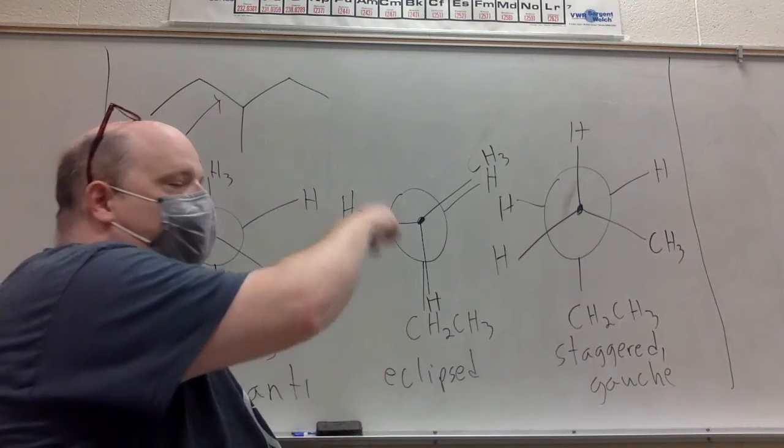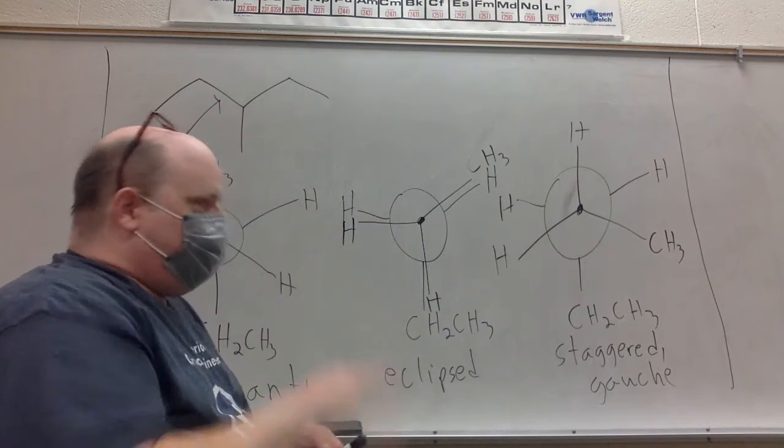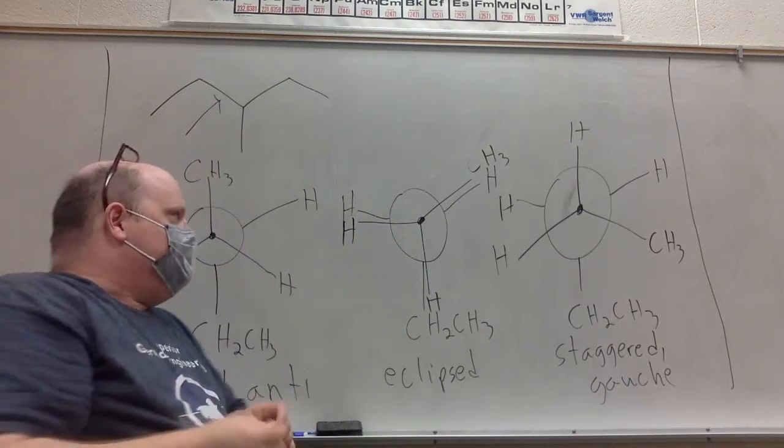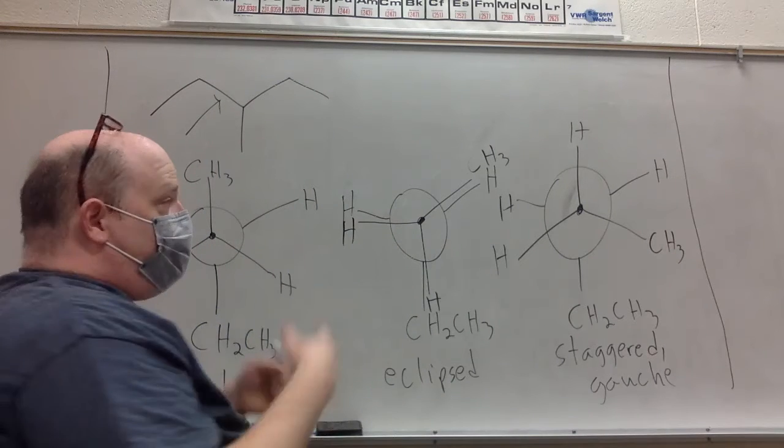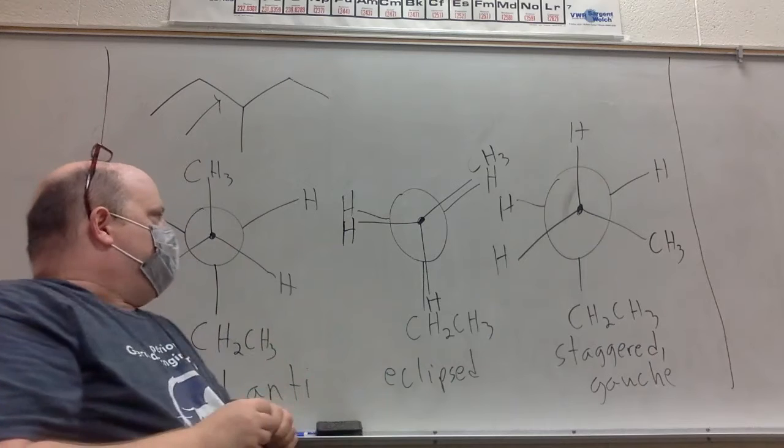All right, so you can keep going with this. You make the full 360 degree circle, and you basically go through 6 Newman projections. Sometimes you run into duplicates, sometimes you don't.